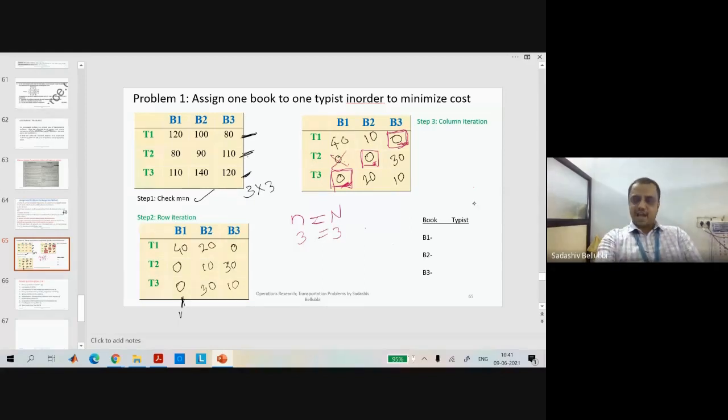Now we need to write the answer. While writing the answer, book 1 is assigned to typist 3. Book 2 is assigned to typist 2. Book 3 is assigned to typist 1. And next, in front of that, we need to write the cost, how much they are charging: 80, 90, and 110. What is the total cost? This is 280 rupees. Likewise, we need to solve the assignment problem.